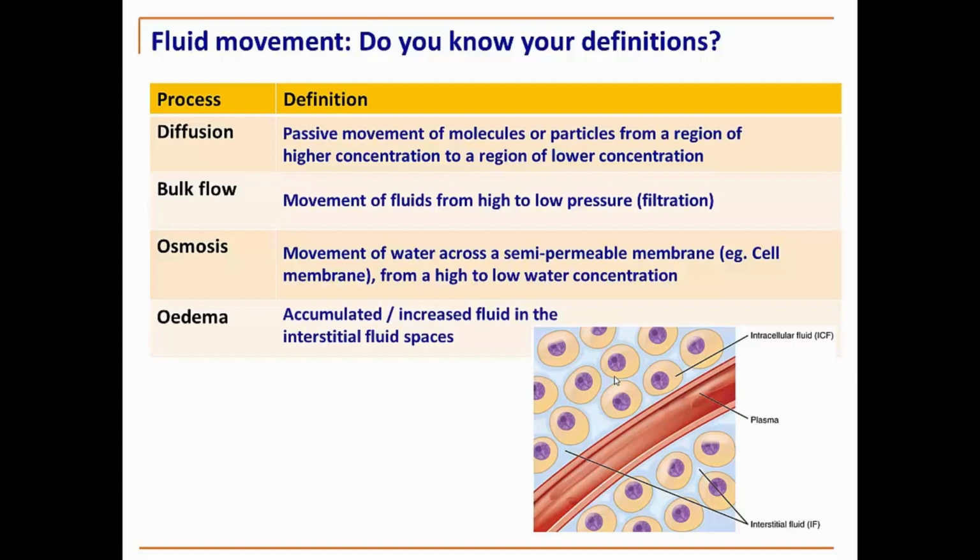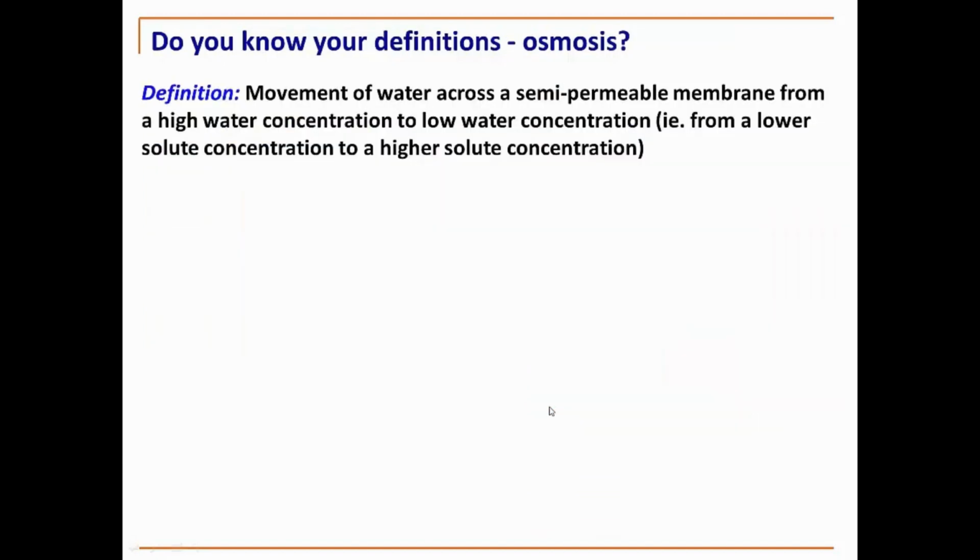And then you have edema. Edema is accumulated or increased fluid in these interstitial fluid spaces. So you have increased fluid in there. That is edema. You also might know it as swelling. There are lots of different types of edema. There's inflammatory edema. So when you get inflammation, a sting, a bite or something like that, fluid builds up in your interstitial fluid, and that's inflammatory edema. Okay, so you've got fluid build up there.